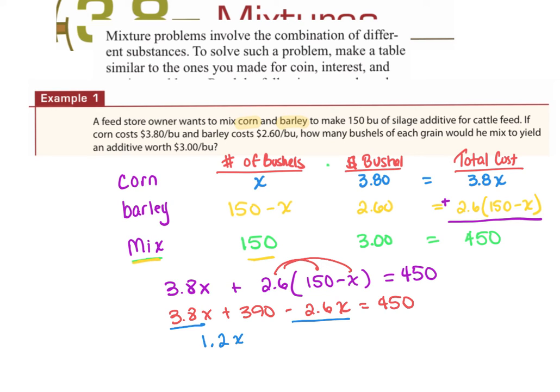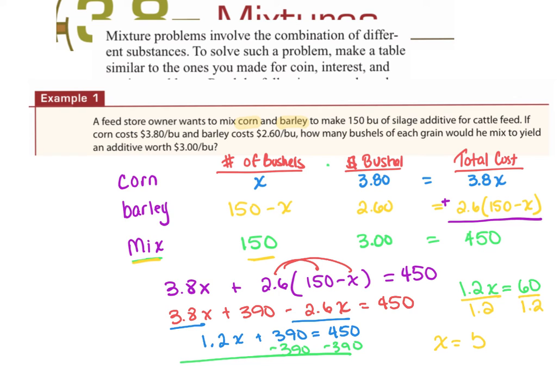Hopefully 1.2x. Yes. Plus 390 equals 450. How do I solve? Subtract 390. Subtract 390, right? So I get 1.2x equals 60. Oh yeah, it is. Yes. And then divide by 1.2. 60 divided by 1.2 is 50 bushels.